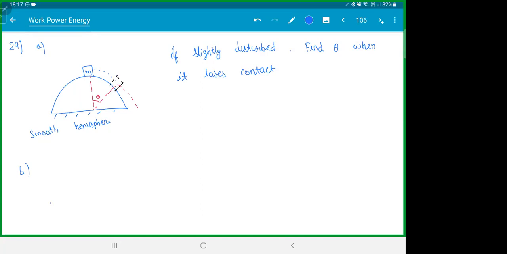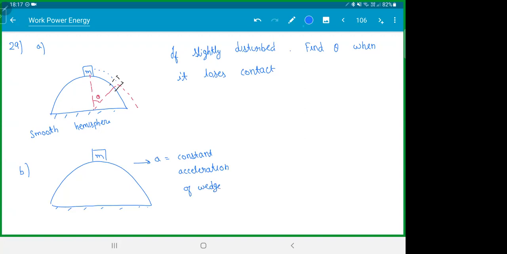The same question. What if this time the wedge is accelerating constantly? This time the block will go backward, right? So find theta when it loses contact. Get that. So initially you have a fixed smooth hemisphere, and there is a block on top of it. Someone gently disturbed it, so it starts sliding and falls off.